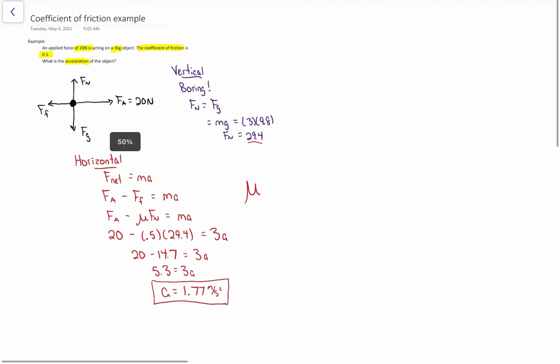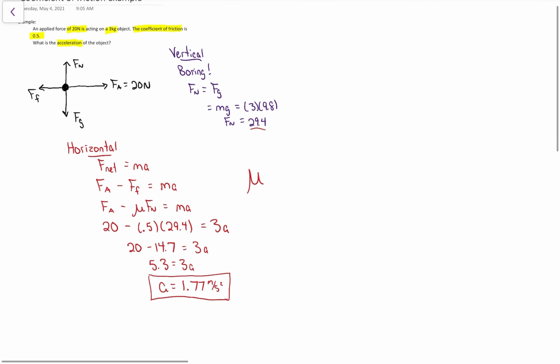So the answer to my question, if you put an applied force of 20 on a 3 kilogram object, if the coefficient of friction is 0.5, then that object is going to accelerate at 1.77 meters per second squared. That's how we'll use the coefficient. Whenever a question involves the coefficient of friction, you have to take a bit of time to find the normal force, and then use the normal force to finish the question, whatever the question happens to ask for.